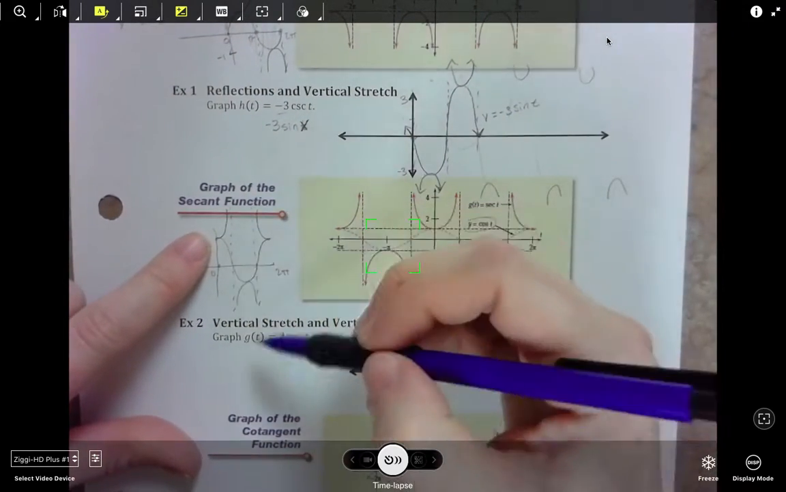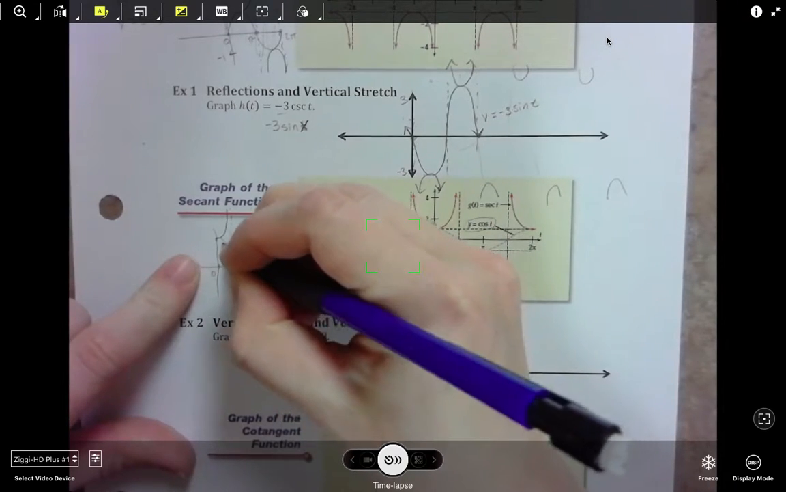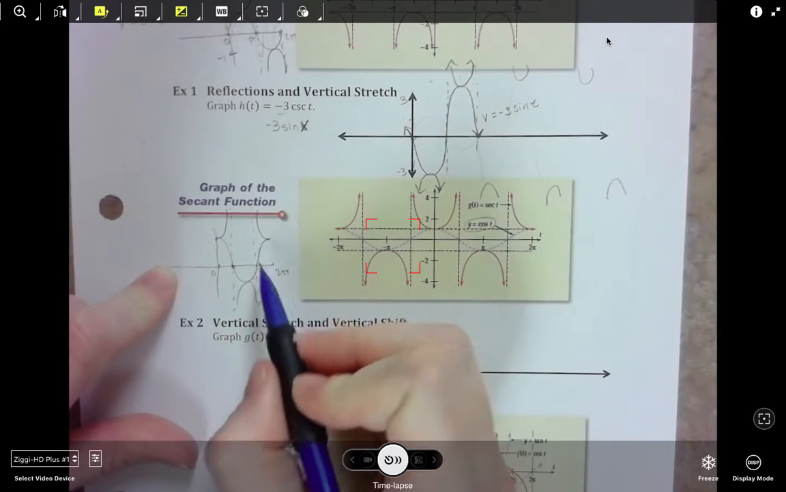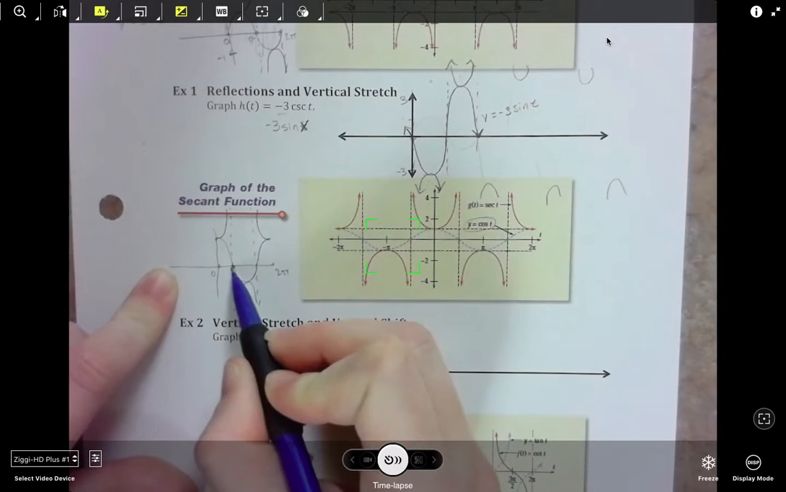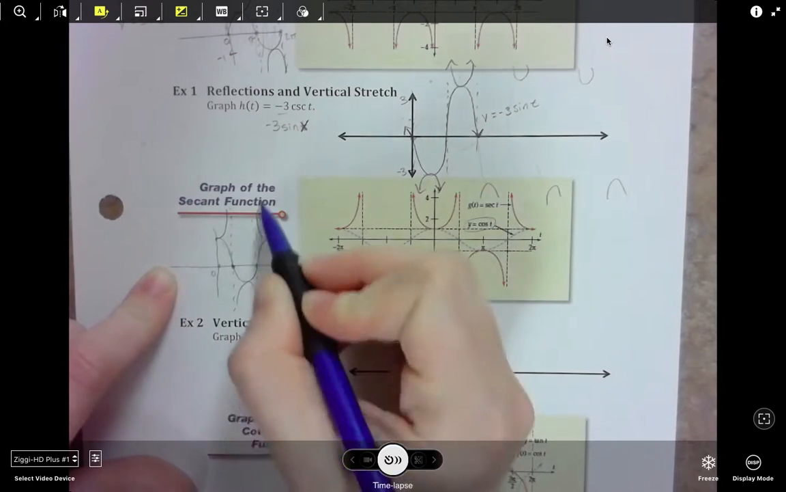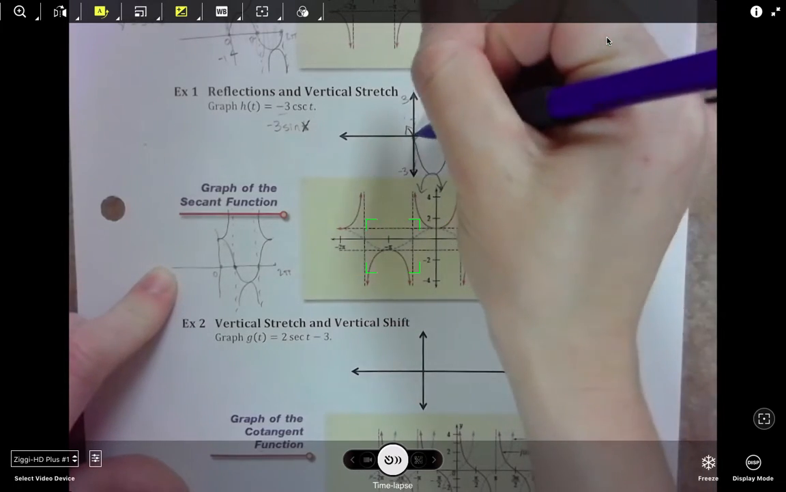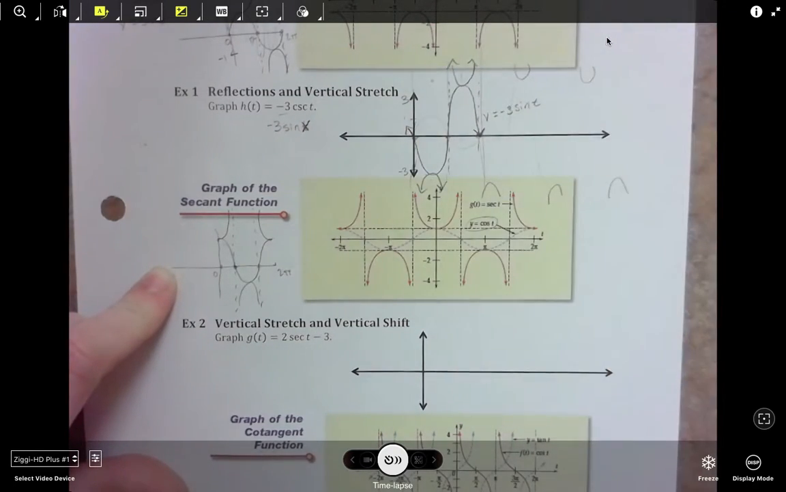Your vertical asymptotes will always go through the place where it crosses the x-axis, really. So your vertical asymptotes will be here because that's where your cosine function crosses, and here where your cosine function crosses. Same thing here. It crossed here, it crossed here, and it crossed here. That's where our vertical asymptotes were.